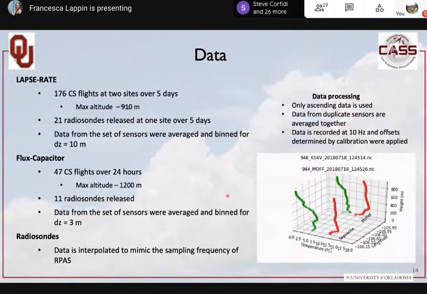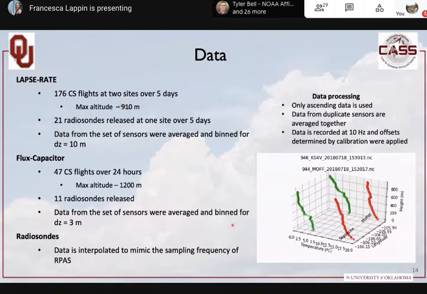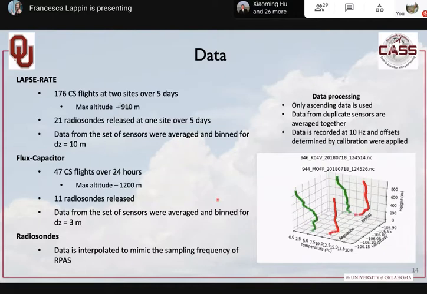So we can get a preview of some of the data. These are temperature and dew point profiles from the 2 sites that CASS had at LAPSE-RATE, and you can see the evolution throughout time and longitude. The data was processed to use only ascending data; we don't use any of the descending data. Data from duplicate sensors were averaged, and then offsets from the calibration were applied, so we get the most accurate data we can. As for the radiosondes, data was interpolated to mimic the sampling frequency of our RPAS.